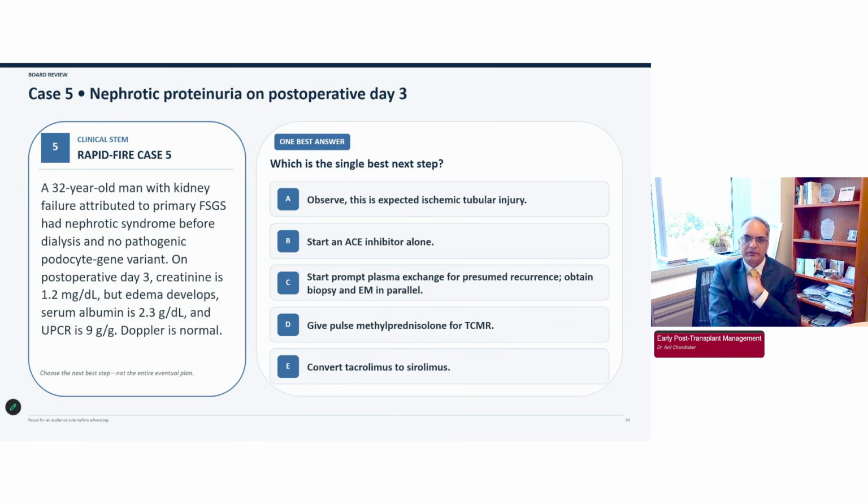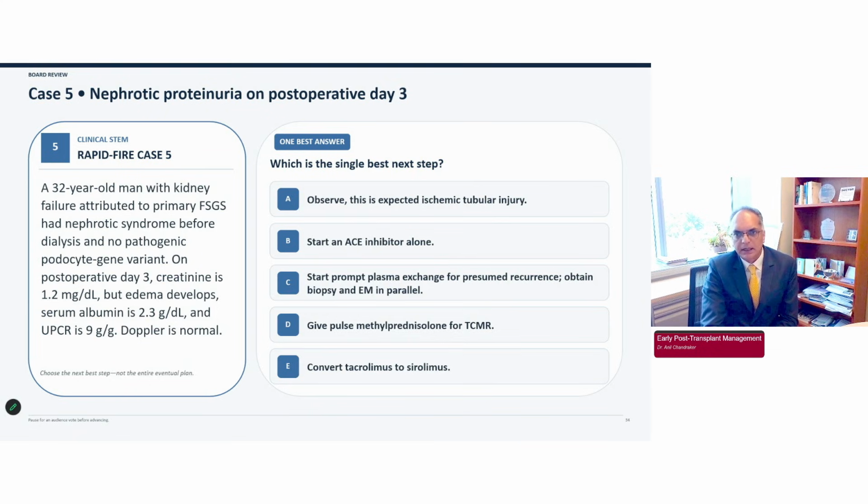Question number 5. Nephrotic proteinuria in postoperative day 3. A 32-year-old man with kidney failure attributed to primary FSGS and has nephrotic syndrome before dialysis and no pathogenic podocyte gene variant. On postoperative day 3, creatinine is 1.2, edema develops, and serum albumin is 2.3 with a urinary PCR of 9 grams per gram. Doppler is normal. So what is the single next best step?